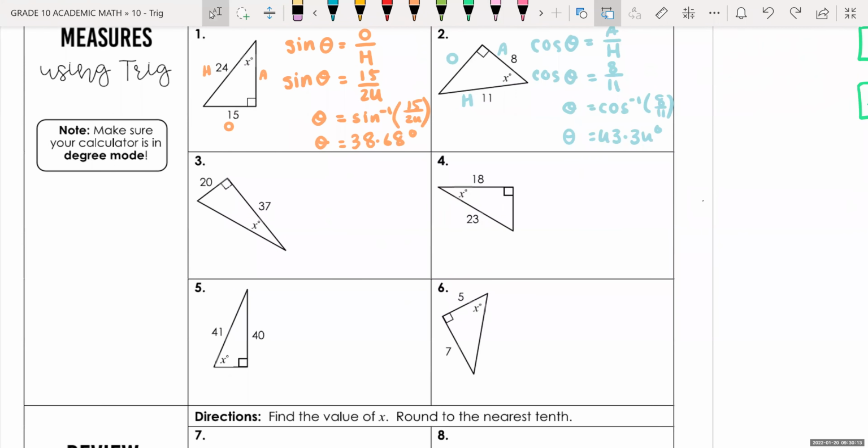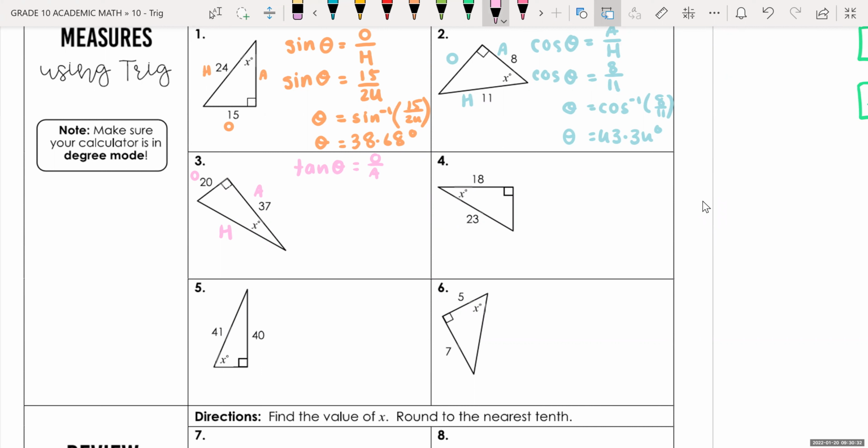All right, question number 3. We are going to label all of our side lengths. So we have hypotenuse there, we have opposite there, we have adjacent there. What do you guys think we're going to use for this? Sine, cos, or tan? Tan is correct. And the reason we use tan is because there is no hypotenuse side length given to us.